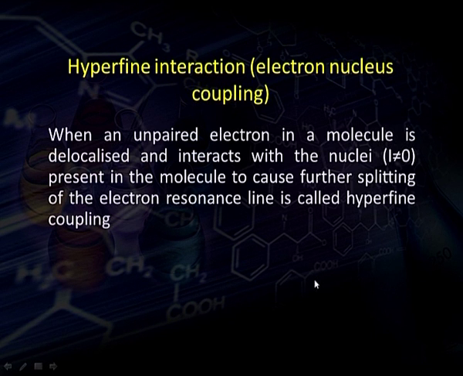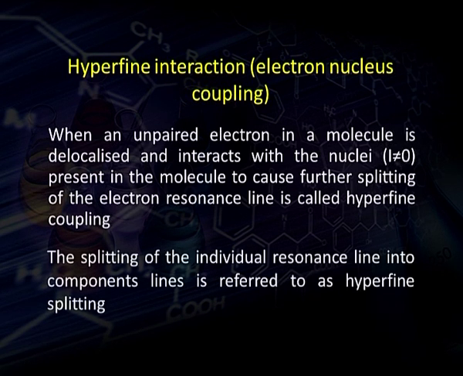This interaction of the electron with the nucleus is basically termed as hyperfine interaction. It is also called electron nucleus coupling. When an unpaired electron in a molecule is delocalized and it interacts with a nucleus, and this nucleus should not have 0 spin, that is, there should be some spin of the nucleus, then only does the molecule cause further splitting of the electron resonance line, and this is called hyperfine coupling. The splitting of the individual resonance line into component lines is referred to as the hyperfine splitting.